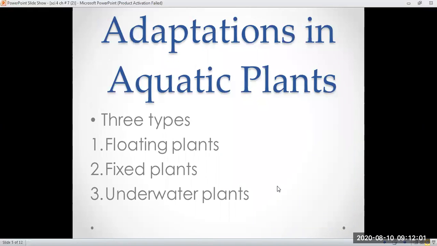Next are the adaptations in aquatic plants. Aquatic plants are those which grow on water. There are three types of these plants. First, the floating plants, then the fixed plants, and the third one is the underwater plants. One by one, we will discuss them.